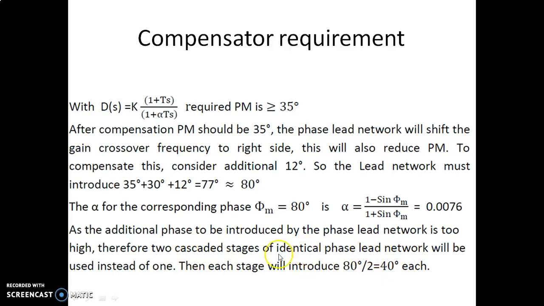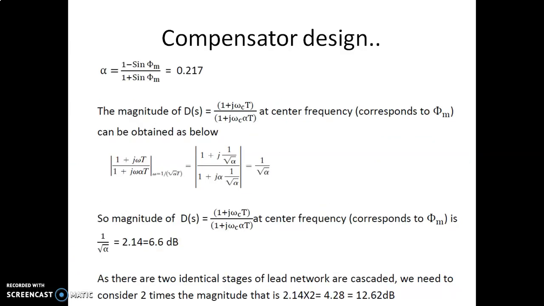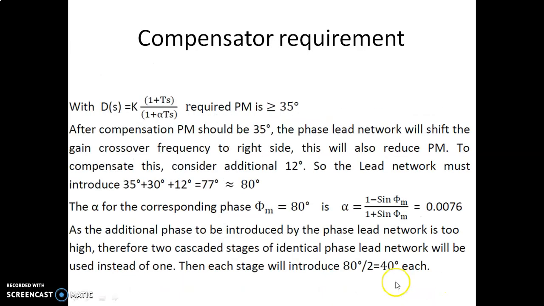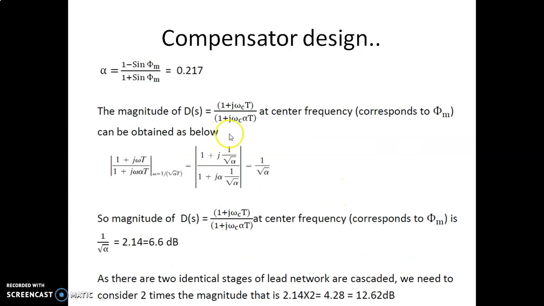So we are now considering two such stages. Since we have two stages, each stage will introduce 40 degrees, so that you end up with an overall 80 degrees of phase improvement from the entire compensator network. So let us start with one stage at 40 degrees and find out what alpha is for that value, which comes out to be 0.217.